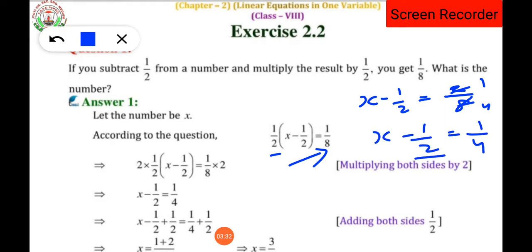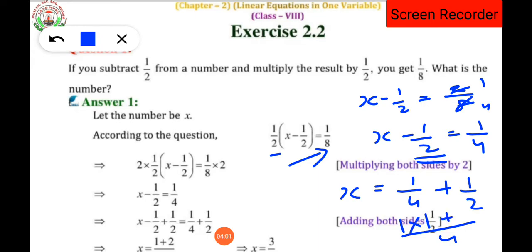Have you understood? Now transpose this minus 1 by 2 from the left hand side to the right hand side. It will become plus 1 by 2. So 1 by 4 plus 1 by 2. Now look, the denominators of both numbers are different, so they are unlike terms. We have to make them like terms. So take the LCM of 4 and 2. It will be 4 itself. 4 comes in the table of 4 one time. Then 4 comes in the table of 2 how many times? 2, isn't it?